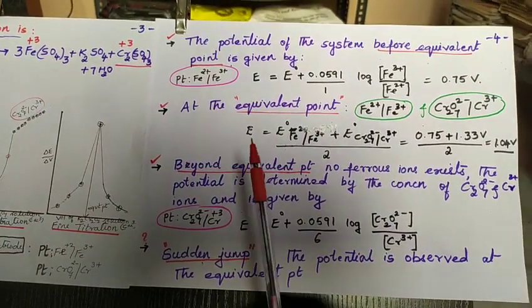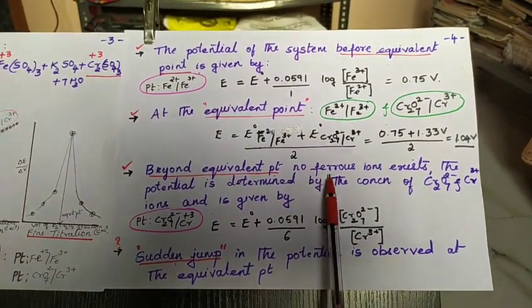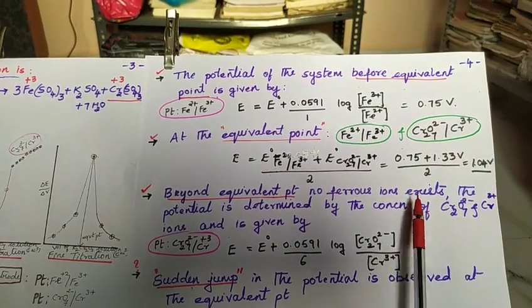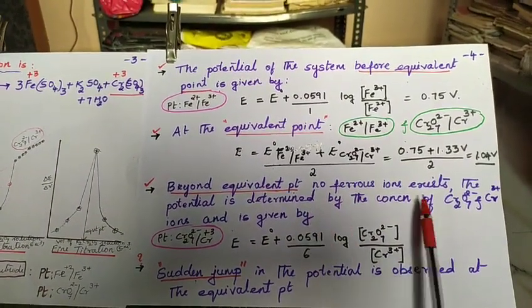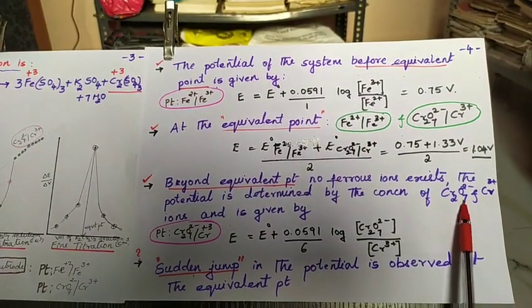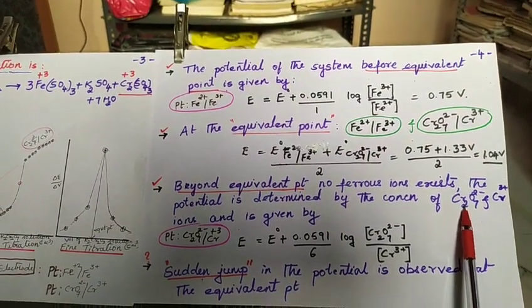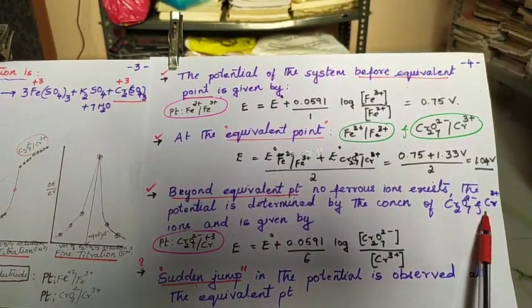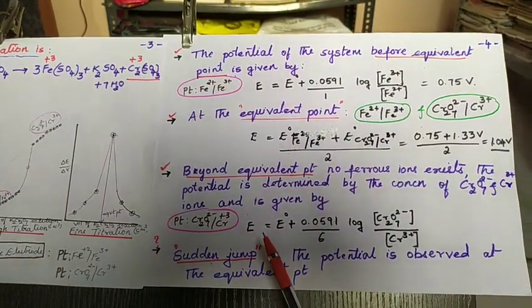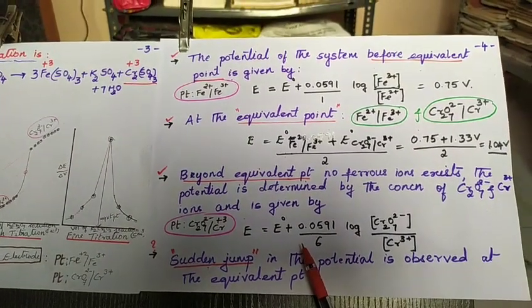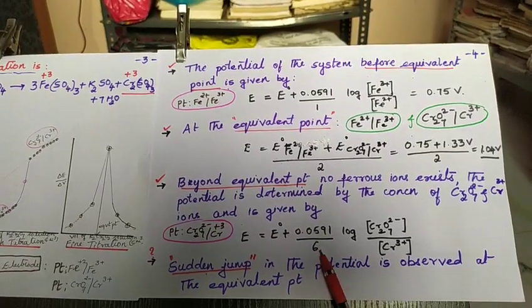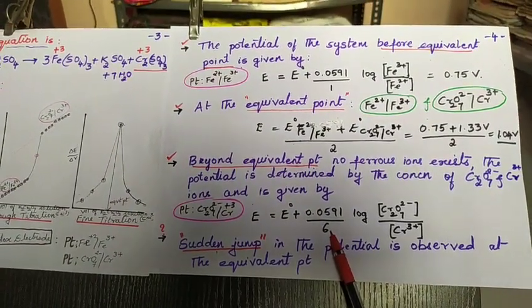Beyond the equivalent point, all Fe2+ present in the solution is converted to Fe3+, and the potential developed is mainly because of the dichromate couple, that is Cr2O7 2- and chromium in +3 state. And we can write the respective Nernst equation according to this. 6 represents the number of electrons getting transferred.